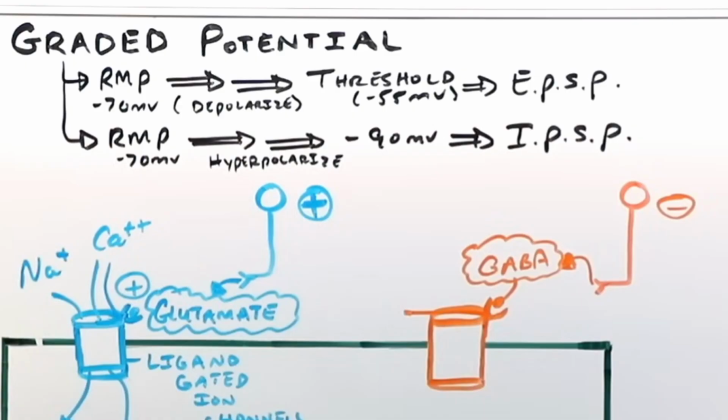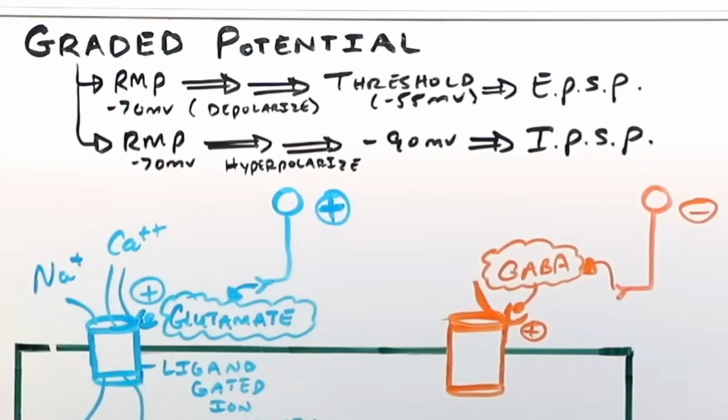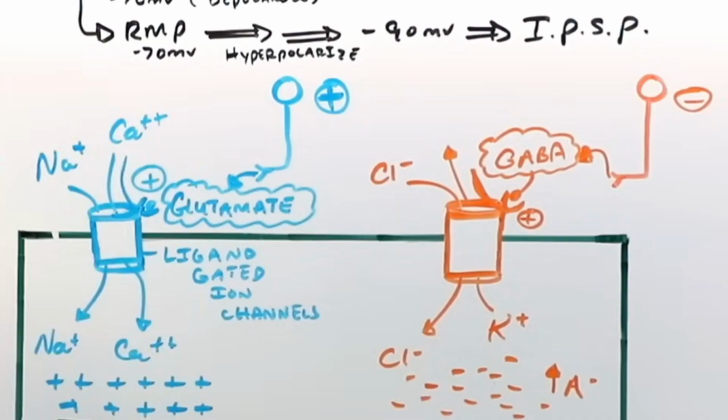So, one of the most common inhibitory chemical messengers is GABA. GABA comes in from the previous cell, and before it comes in, the ligand-gated ion channel is closed. As it attaches, it opens, but instead it lets in the opposite types of ions. Who does it let in? Chloride, negative chloride ions, to make the cell more negative than it is.